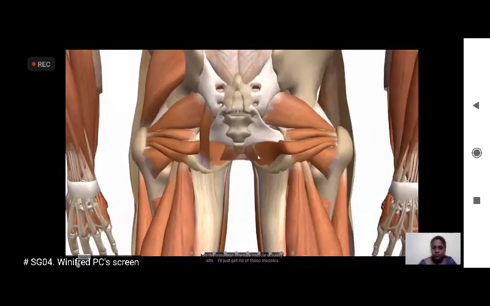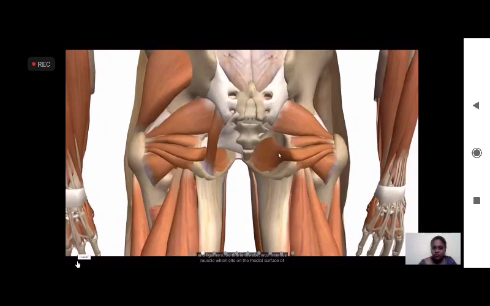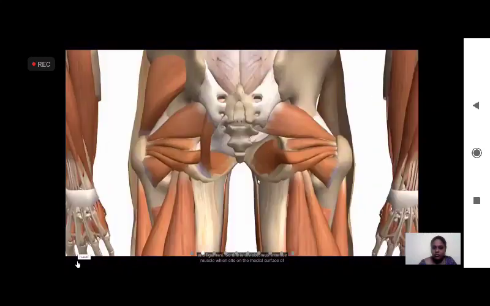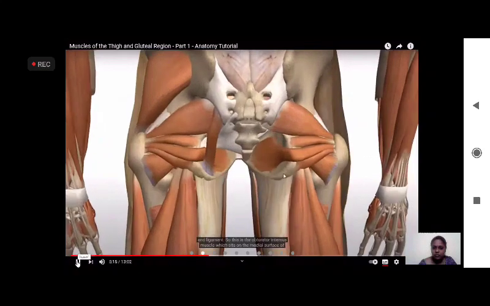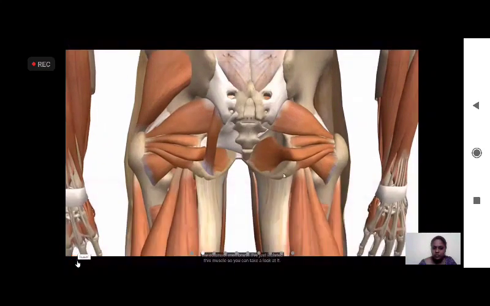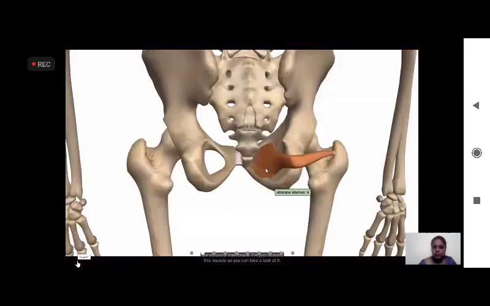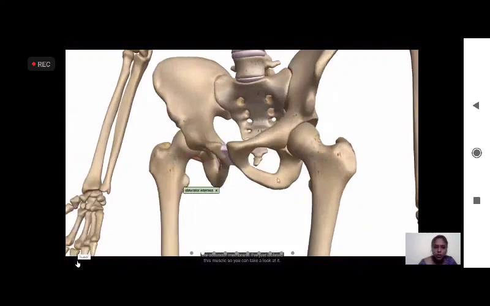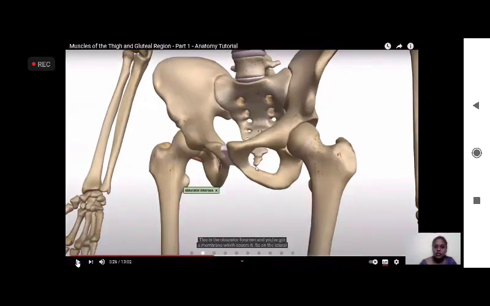Just get rid of these muscles, ligament. So this is the obturator internus muscle, which sits on the medial surface of the obturator membrane. So I've just isolated this muscle so we can take a look at it. So this is the obturator foramen. This is the obturator foramen. From here, the muscle goes like this.